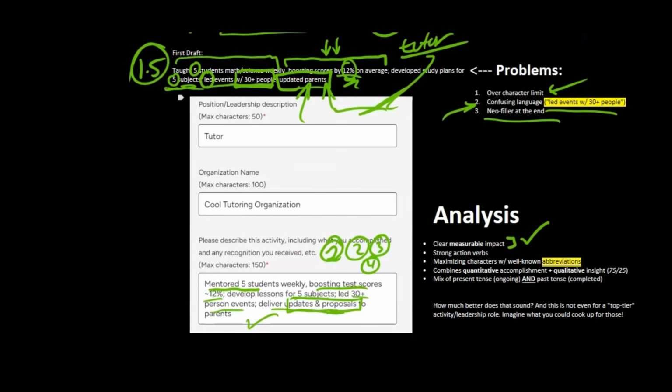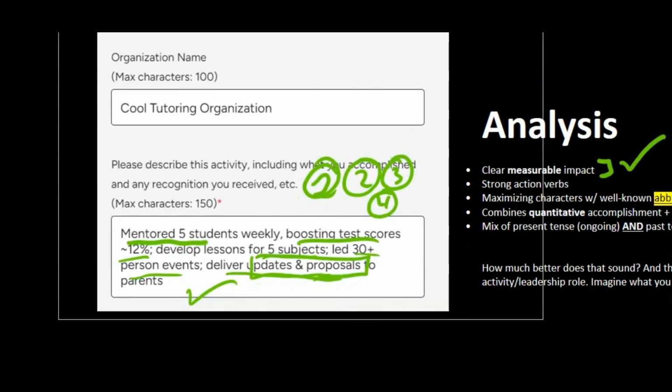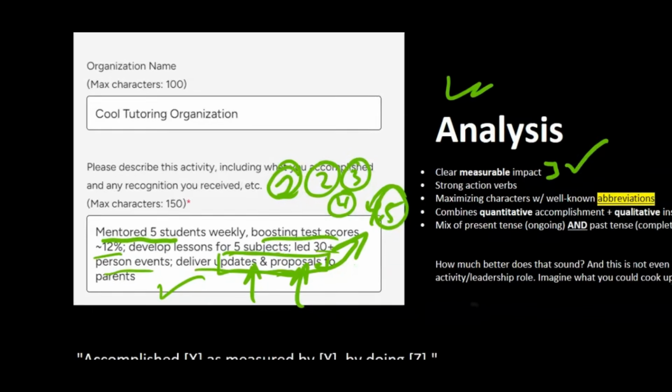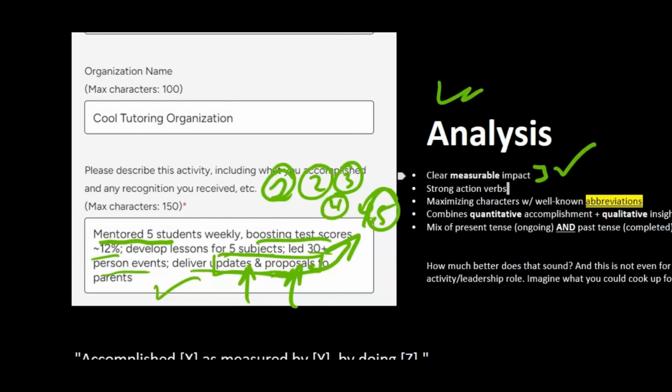Wow. So here's the thing: we could have just updated parents, but now you're delivering updates as well as proposals. So now you're making leaps to actually help your students reach that next level. You're communicating with the parents. And because of that, I would say arguably it's probably another impact. So let's write this as a 4.5 impact. Maybe not the greatest thing in the world, but still great to mention.